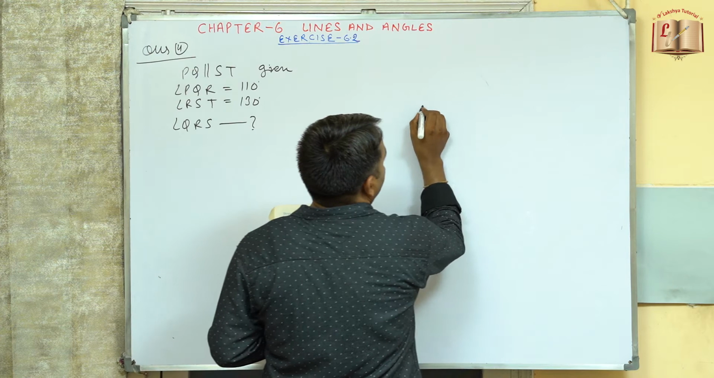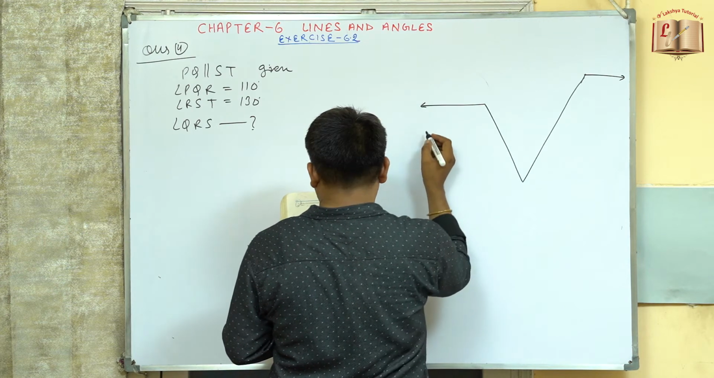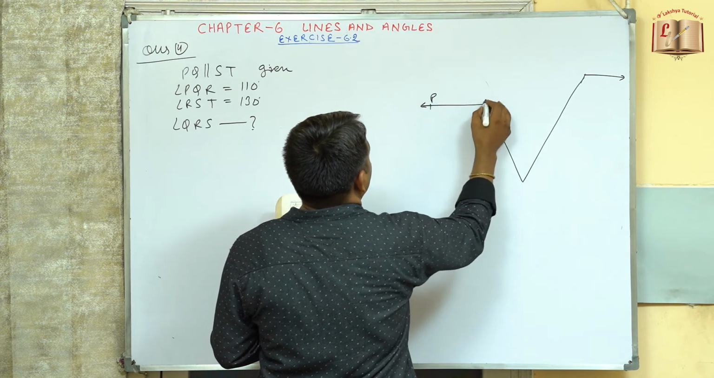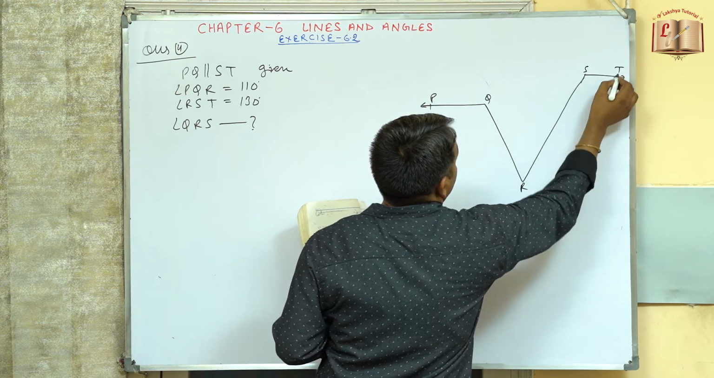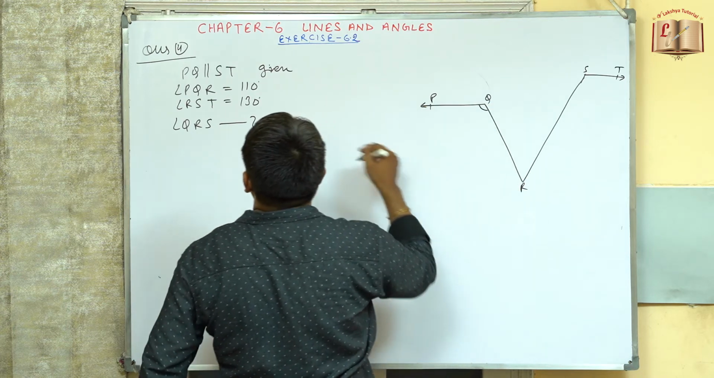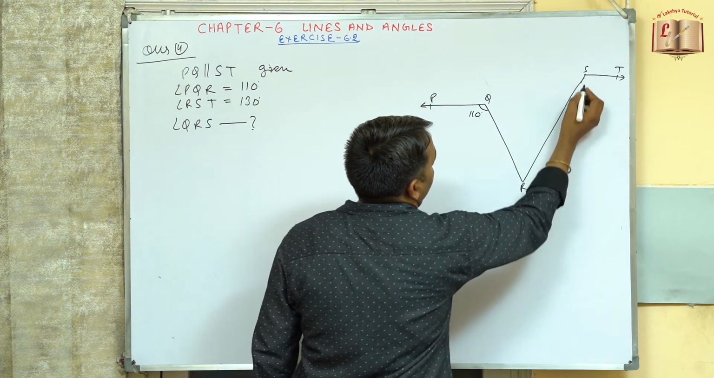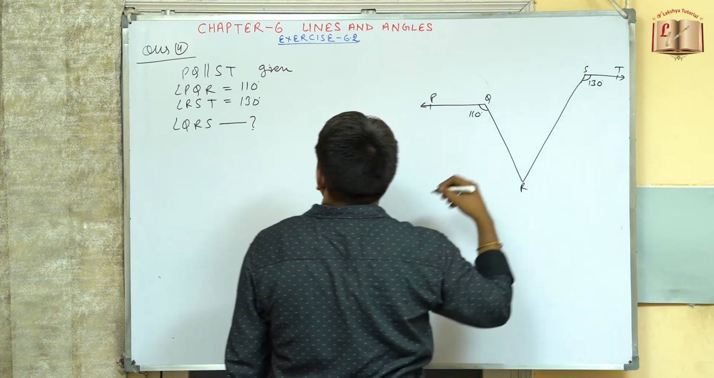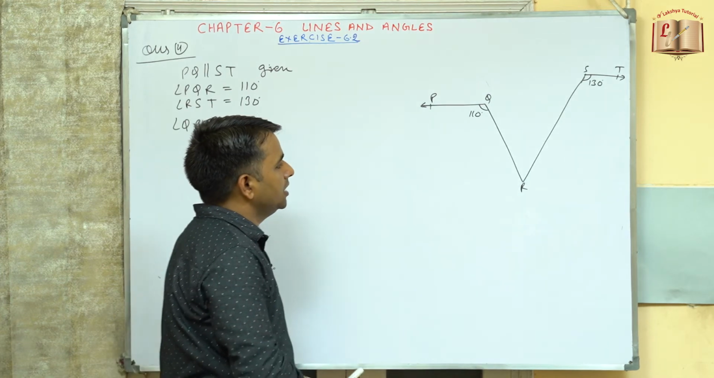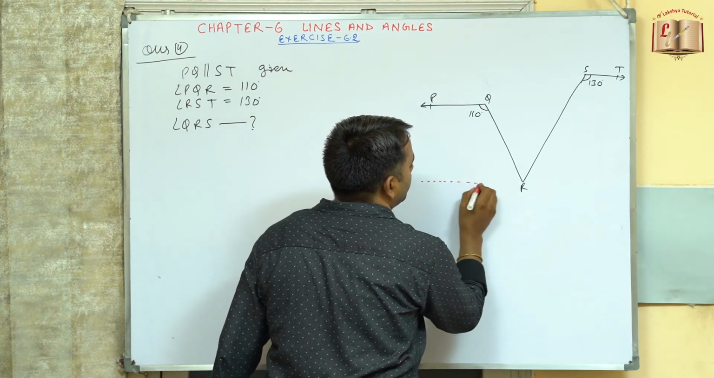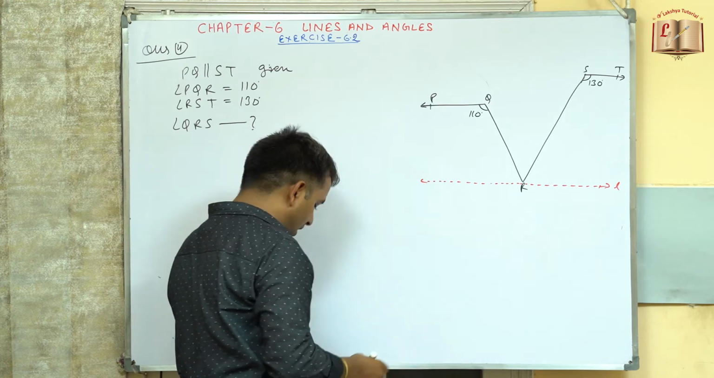Now this figure is already given to us. Here this point is P, here it is Q, here it is R, then this is S, and this is T. This angle is PQR. PQR is already given, this is 110 degree, and angle RST is already given to us as 130 degree. Now see that here we will draw a line parallel to ST. Suppose this is line L, parallel to ST.